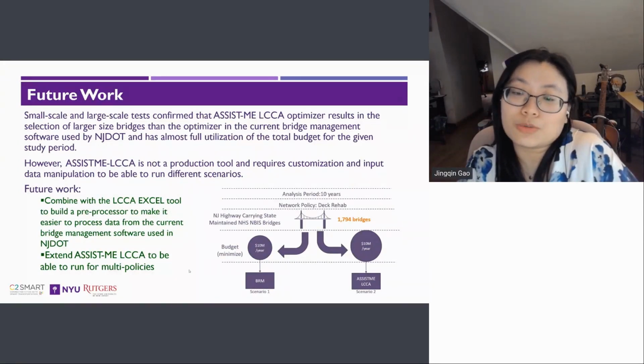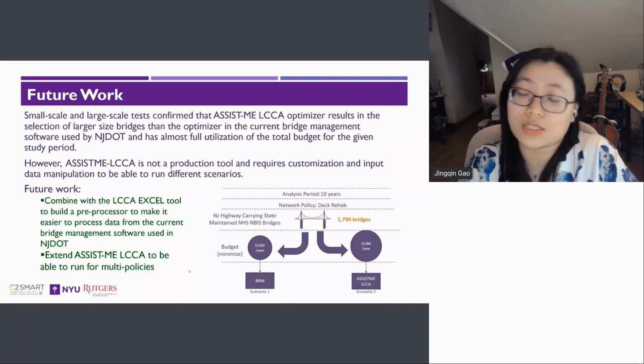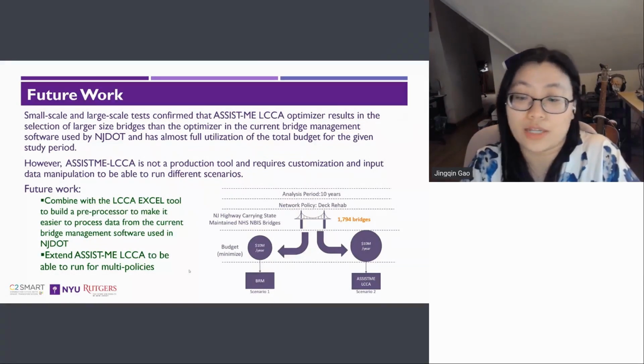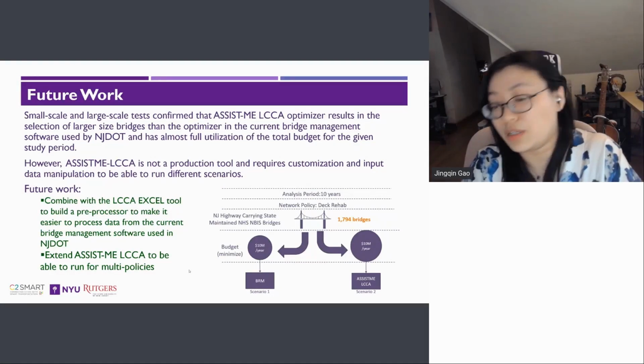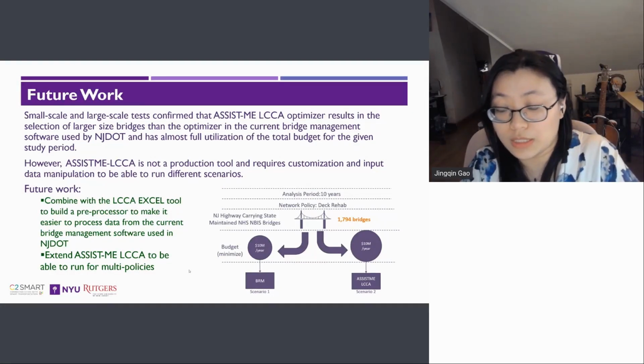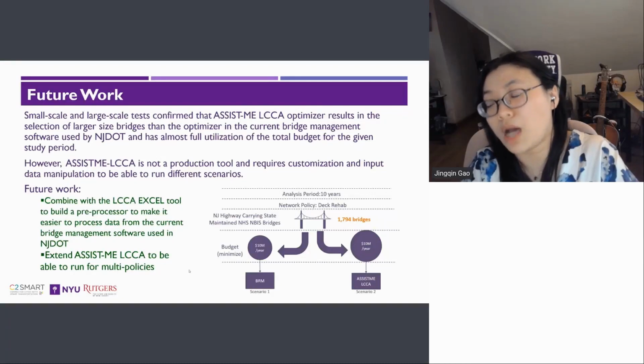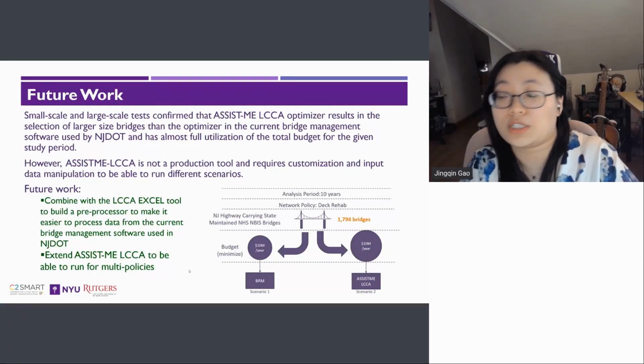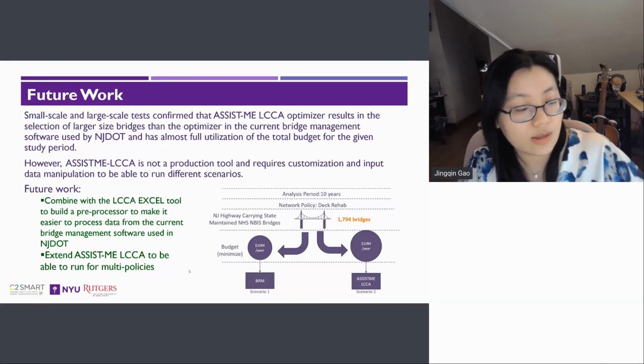So for the future work, we're thinking of combining it with the LCCA Excel tool, so we can build a preprocessor to make it easier to process data from the current bridge management software tool. And also, we're thinking of extending Sesame LCCA to be able to run for multiple policies, because right now it runs only for policies such as deck rehabilitation.